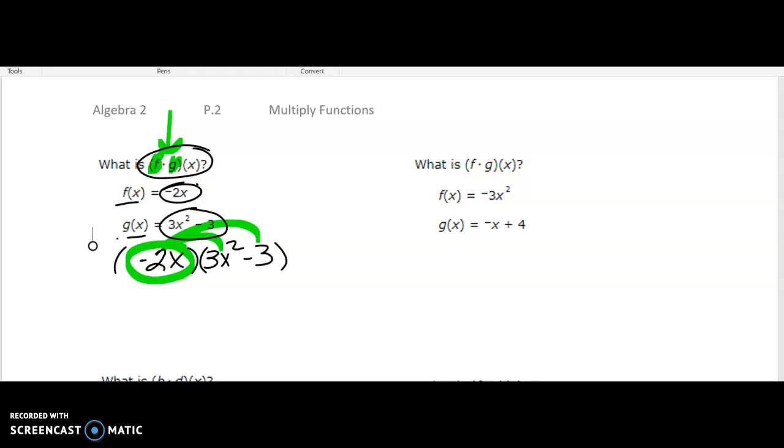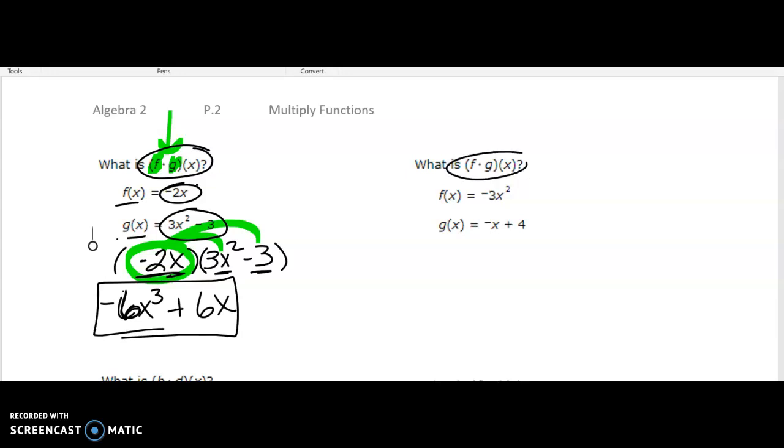Negative 2 times 3 is negative 6. You have an x and x to the second, so that would be x to the third. And then negative 2 times negative 3 would be positive 6. And then you just have 1x. Those are not like terms. You cannot add them together. So you would be finished.